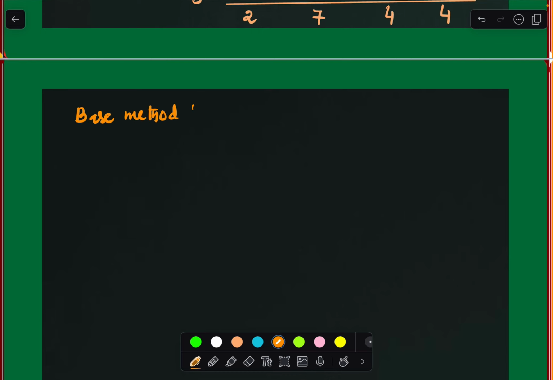If your numbers are closer to a power of 10, in any number format, where n is a whole number. Now, how do we calculate cubes of a number by using this base method? We'll see that.